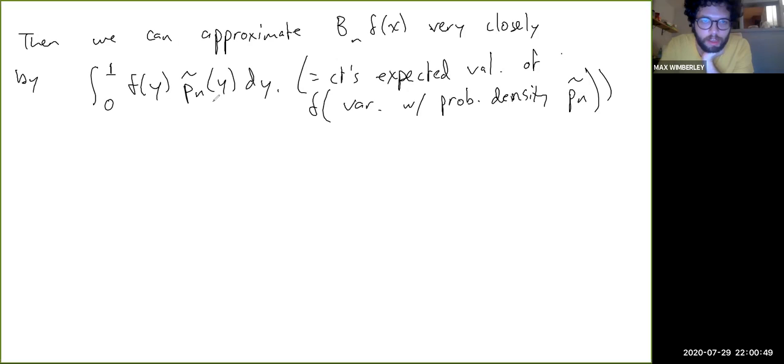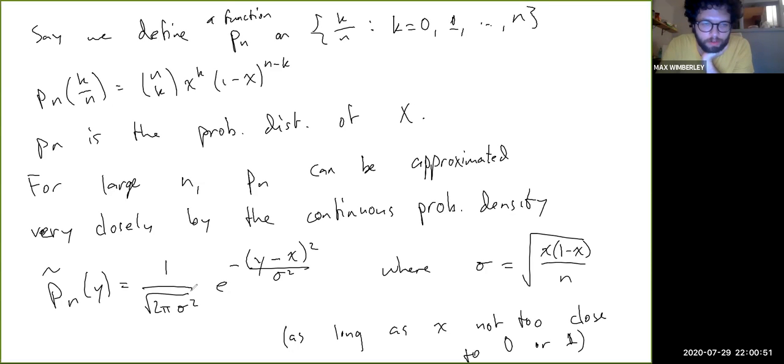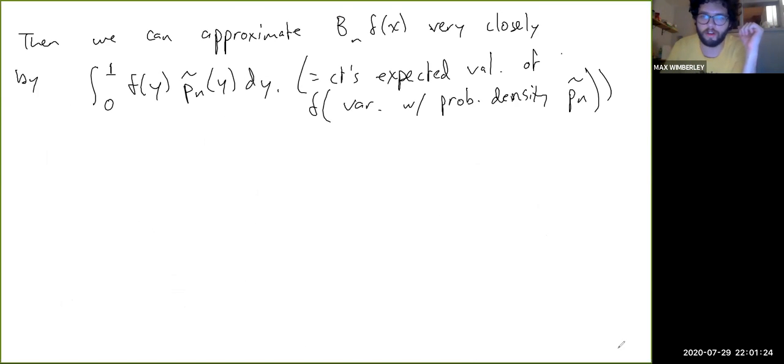Now, what I want to do is think about Pn tilde of y. It's like a Gaussian, a bell curve. And notice that if you think of x as being a constant, sigma is proportional to 1 over the square root of n. So as n grows, sigma gets very small. So even if x is not super close to 0 or 1, as n gets large, this peak gets super sharp. Let's draw a little sketch here.